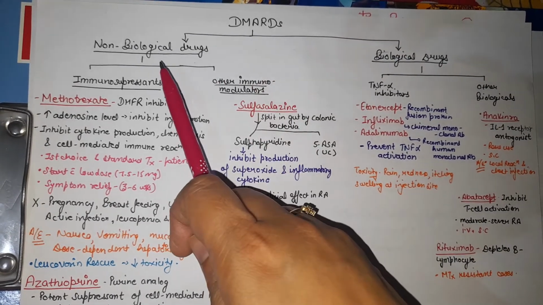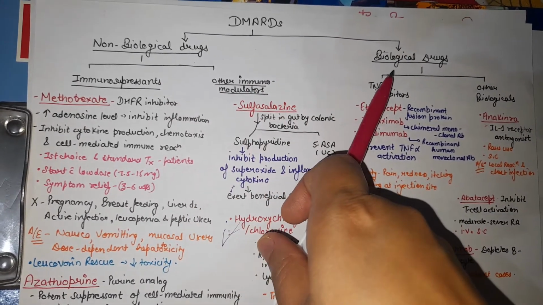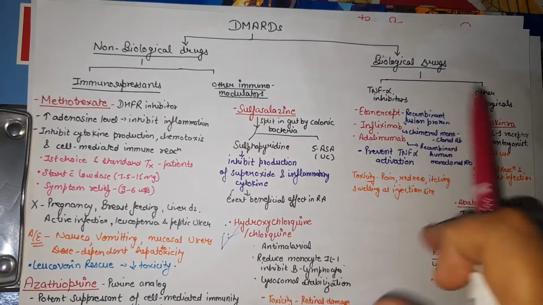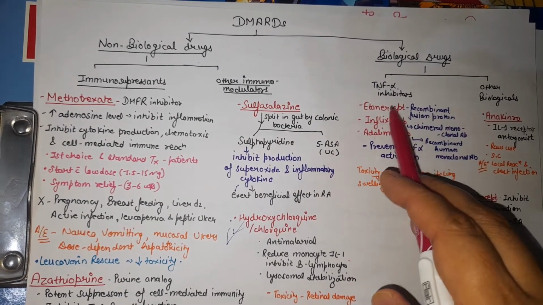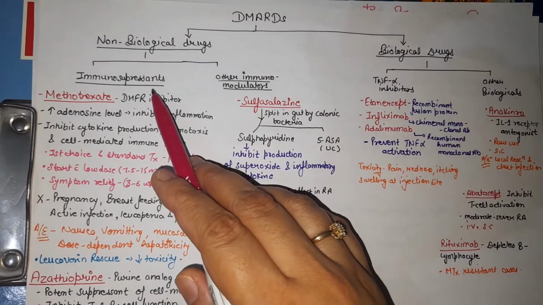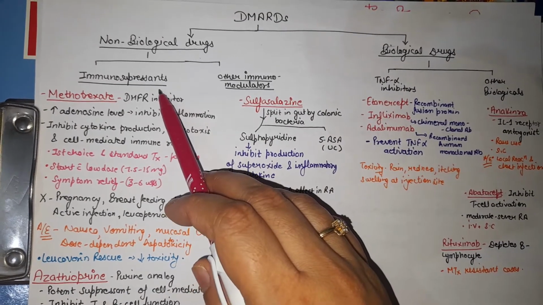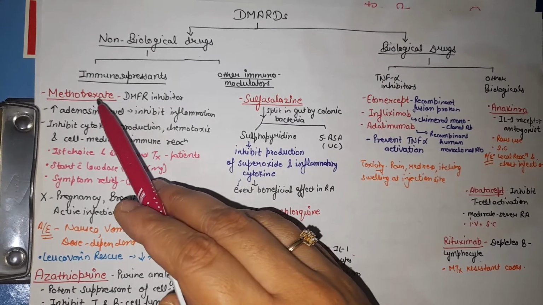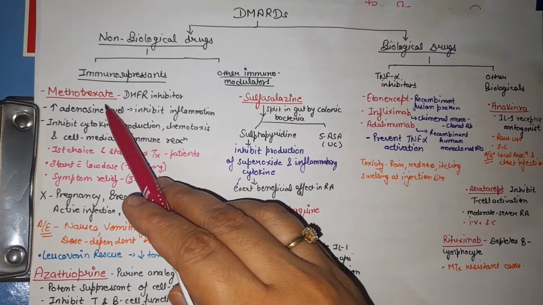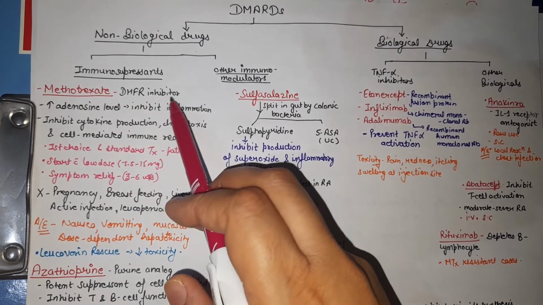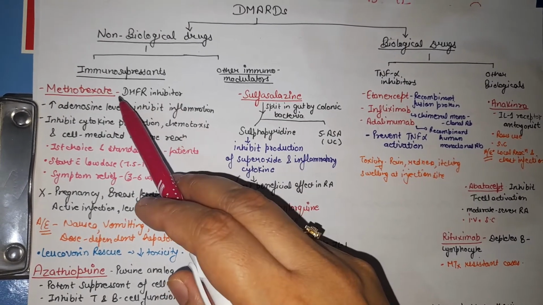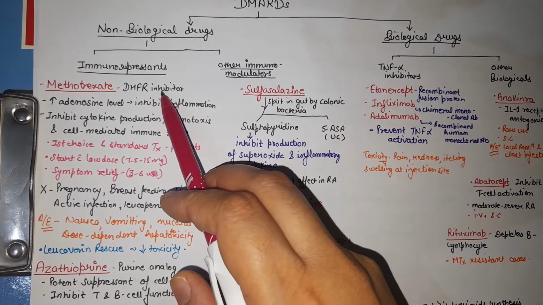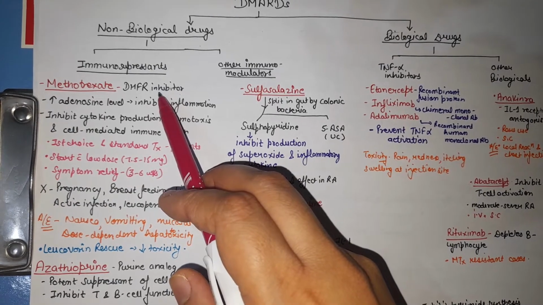So DMARDs are divided into non-biological drugs and biological drugs. Non-biological drugs include immunosuppressants and other immunomodulators, and biological drugs include TNF alpha inhibitors and other biologicals. So first we will discuss the immunosuppressants. Immunosuppressant drugs include methotrexate, azathioprine, cyclosporine, etc. First we will discuss methotrexate. Methotrexate is a dihydrofolate reductase inhibitor. Means it inhibits the DHFR enzyme which is responsible for the formation of folic acid.